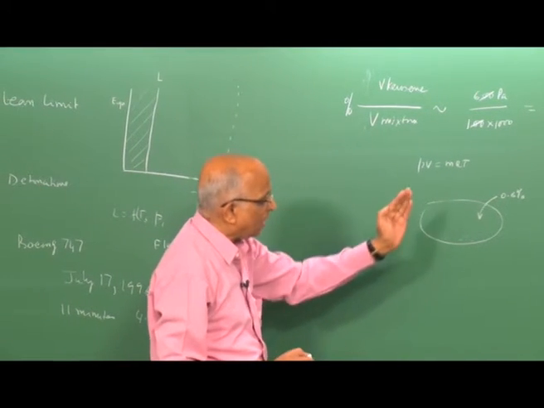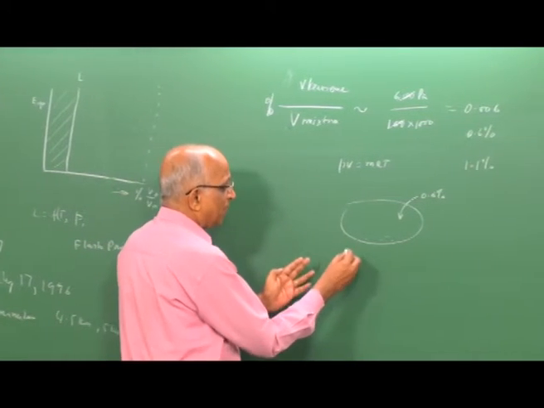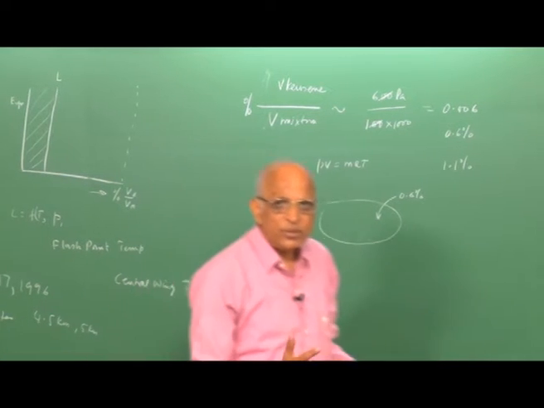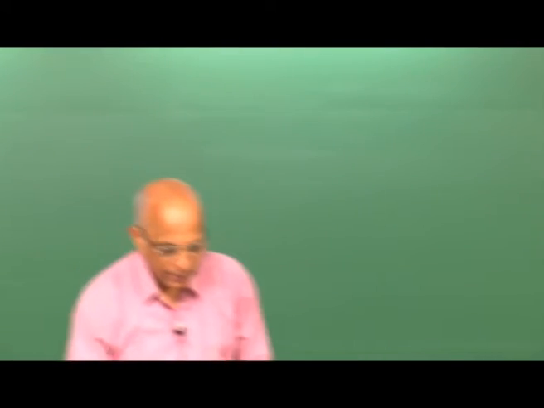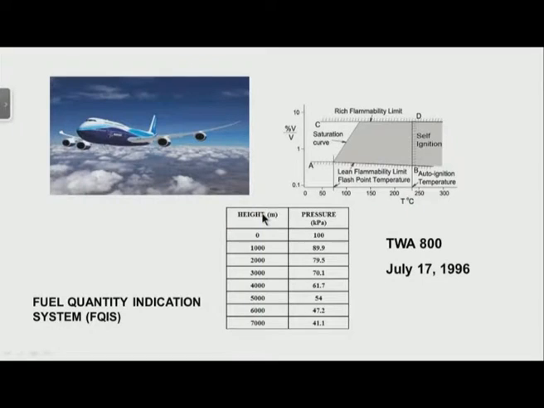When the aircraft is climbing, what happens? It keeps climbing, and what happens when it climbs? Let us take a look at the table here again. I plot the altitude versus the pressure. As it keeps climbing higher and higher, the ambient pressure keeps decreasing until, at something like 4 kilometers, the ambient pressure is 61.7 kilopascal. When it is at 5 kilometers, it is at 54 kilopascal.